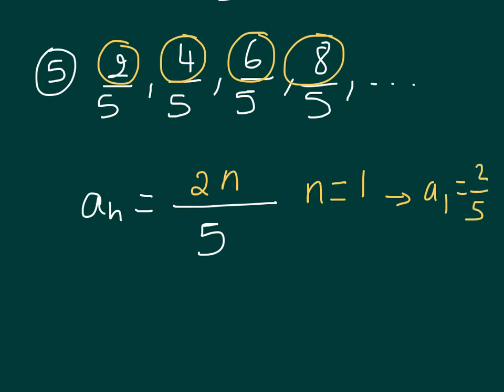The 1, 2, 3, 4. N equal to 4. Would that give you 2 times 4 over 5, which gives you 8 over 5? And that would be checked.